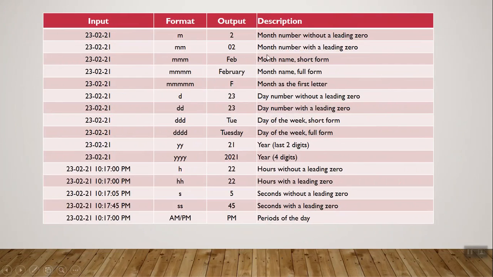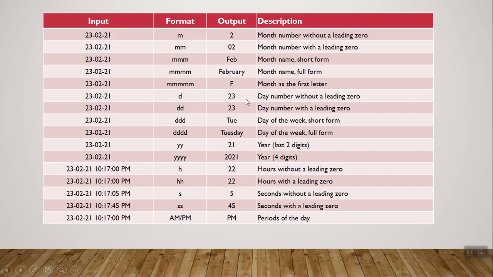Single M means month number without a leading zero. When we type two times M, it is the month number with a leading zero, which represents 02. Three times M is the month name in short form. Four times M is the month name in full form, and five times M is the month name as the first letter. It is the same for day.